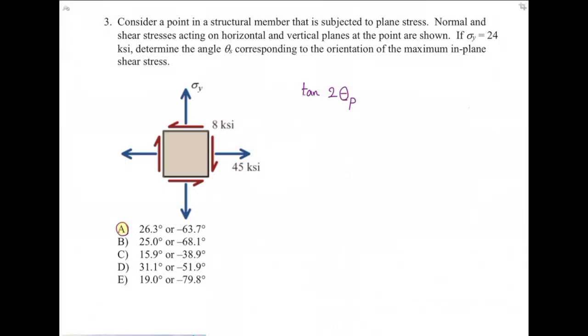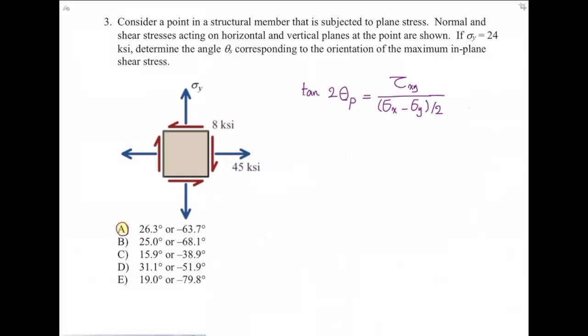Question number 3. Consider a point in the structural member that is subjected to plane stress. Normal and shear stresses acting on horizontal and vertical planes at the points are shown. Sigma y is 24, sigma x is 45, and tau xy is 8. Determine the angle theta s corresponding to the maximum in-plane shear stress. Okay, we just need to plug the values into the equation. The question is, what are the parameters that we need to plug into that equation? To determine that, there is one equation. Tangent of 2 theta p is tau xy divided by sigma x minus sigma y over 2.